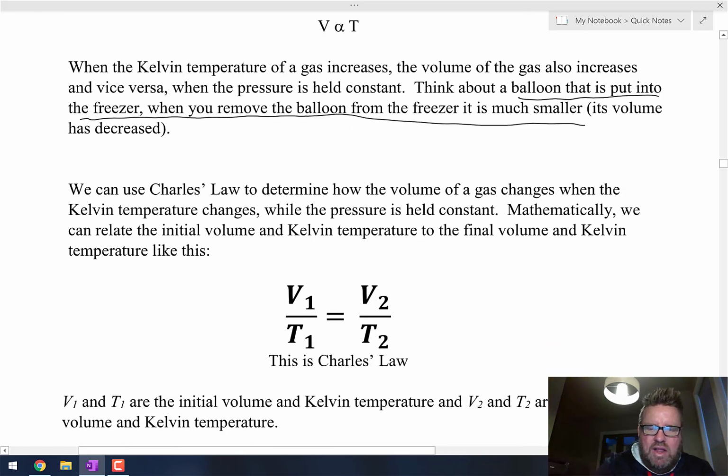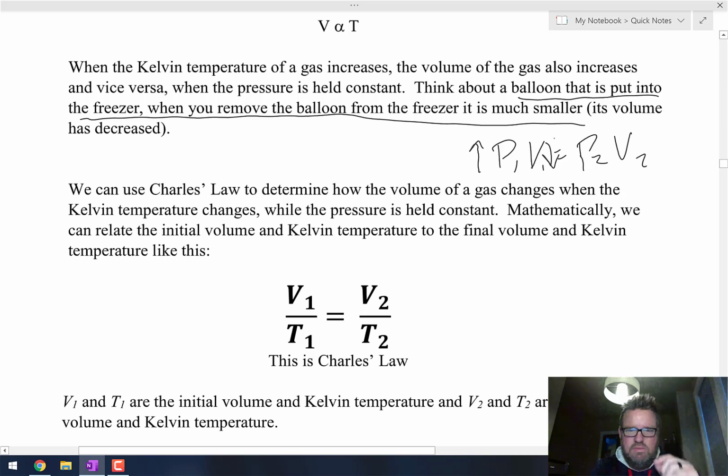Now, mathematically, remember that Boyle's law was P1 V1 equals P2 V2, and that was an inverse relationship, which means when the pressure goes up, the volume goes down, and vice versa. With Charles' law, we just said, when you raise the temperature of a gas, what did the volume do? The volume got bigger. And when we lowered the temperature of the gas, the volume got smaller. That's called a direct relationship.